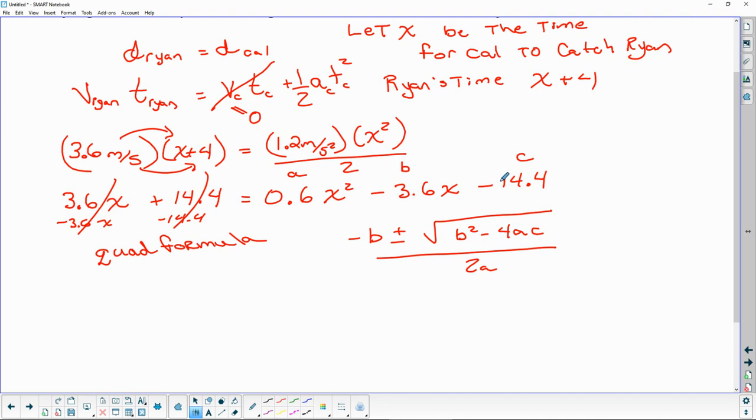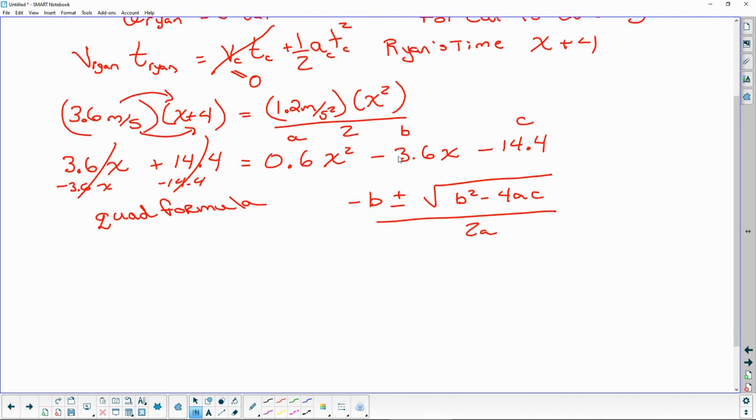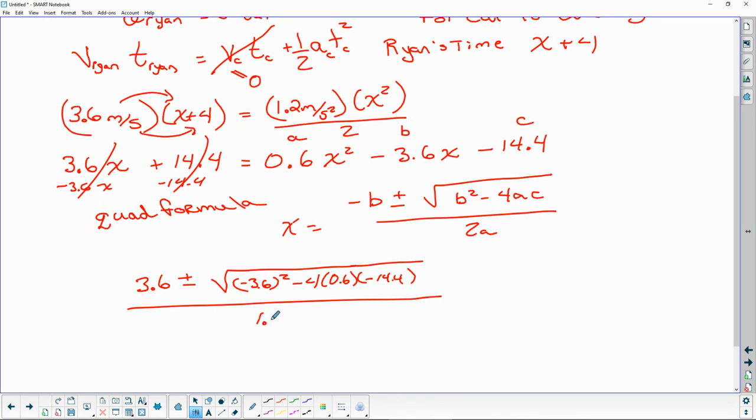Okay, so let's plug in our numbers and see what we get for a plausible one. So that's what x is going to equal. Let's go ahead and plug in minus b. So minus 3.6 is 3.6, plus or minus the square root of negative 3.6 squared, minus 4 times 0.6 times negative 14.4, and that whole thing's going to be divided by 1.2.